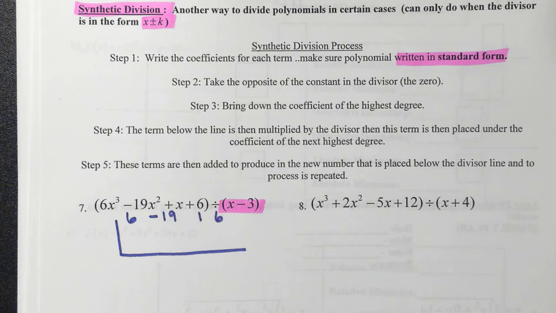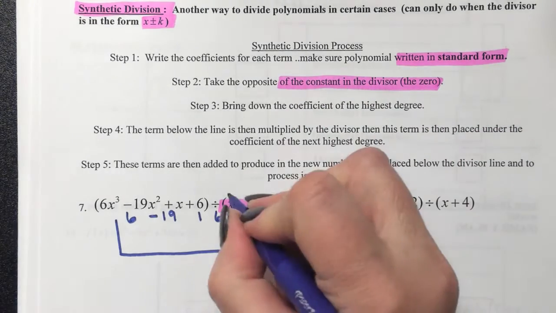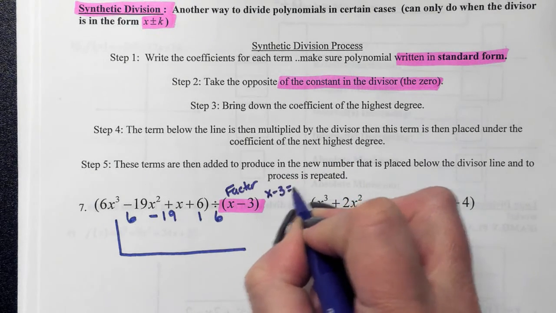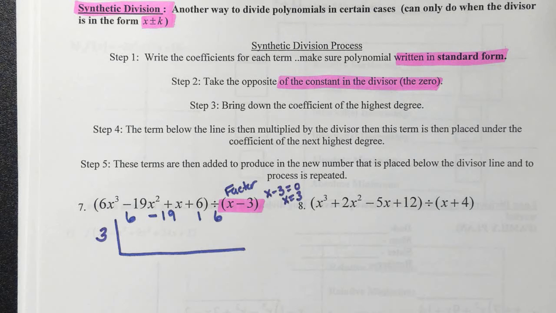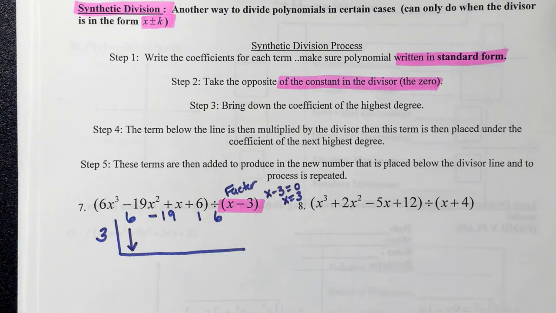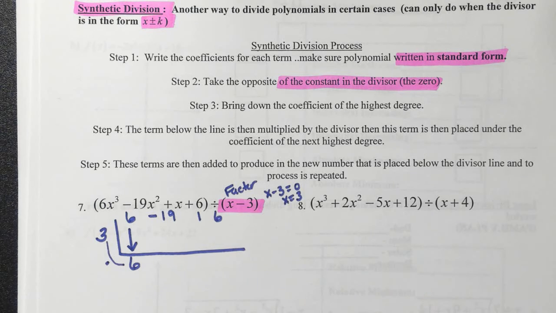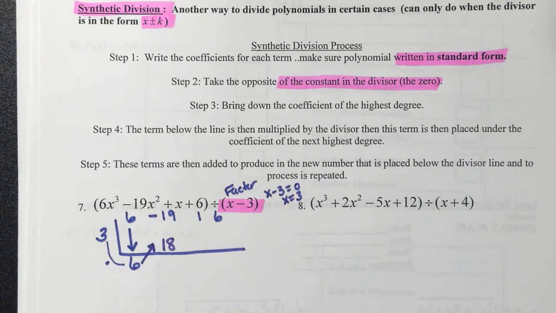Now, the next step is you want to take the opposite of the constant in the divisor, which means you want to find the 0. Remember, x minus 3 is a factor. So the 0 is going to come from taking x minus 3 and setting it equal to 0, which is x equals 3. So 3 is what I'm going to put in front of my synthetic division. Then the next step is I'm going to bring down the very first coefficient, which in this case is 6. Then I'm going to multiply the 0 by that very first coefficient, and 3 times 6 is 18. And I'm going to place that underneath my next coefficient.